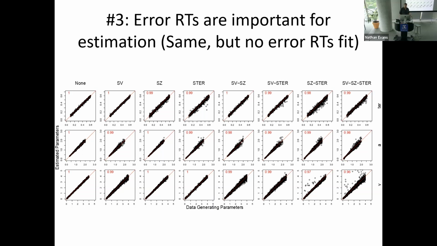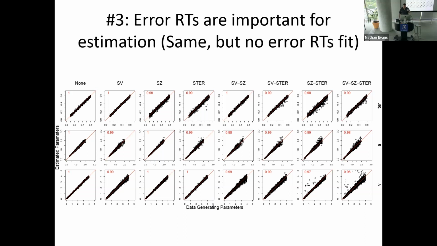Exactly. Yeah. No problem. And so it seems like you do get some issues with V up at the very end in these very complex models, right? But in general, there's very little difference between estimating without error RTs and estimating with error RTs, right?